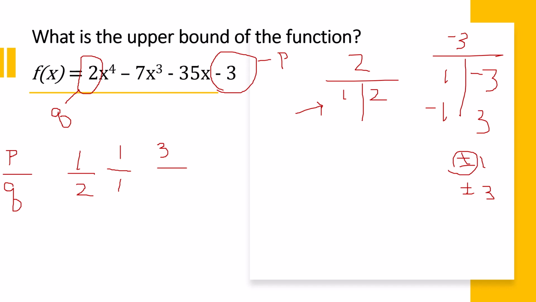Okay, and then I'm going to go to the factors of -3. And again, I'm only looking at the positives. 3 over 1, put them over the factors of 2. 3 over 2. Simplify, we cannot reduce 1/2, so I have positive or negative 1/2. 1 over 1 is 1, positive or negative 1. 3 over 1 is 3, positive or negative 3.